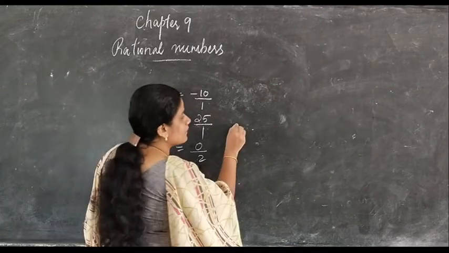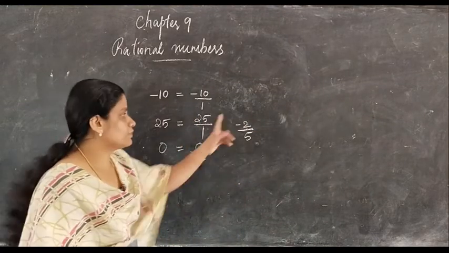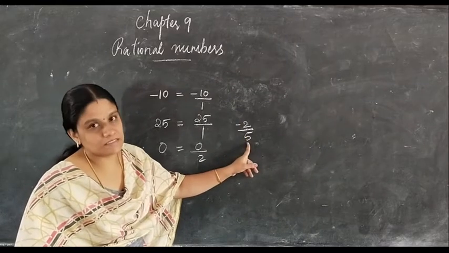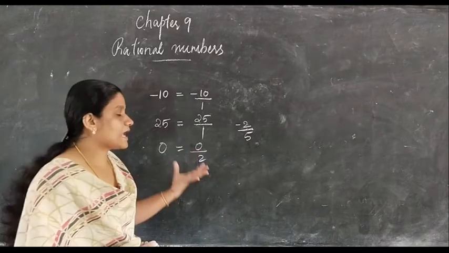Now a few more examples. Negative 2 by 5. Is this a rational number? Yes, in P by Q form, these two are integers. Likewise, you can make many examples. Is it clear? So what is a rational number?